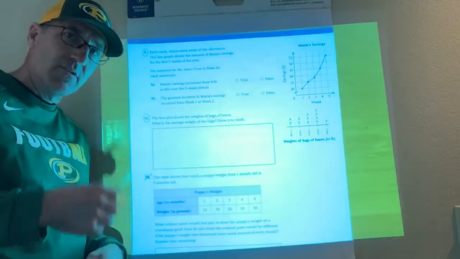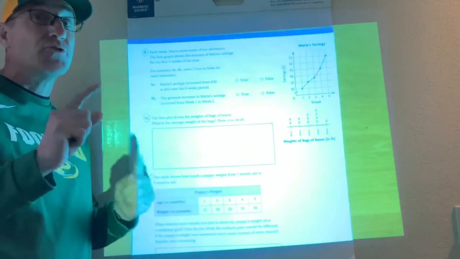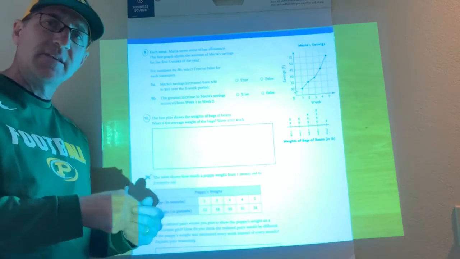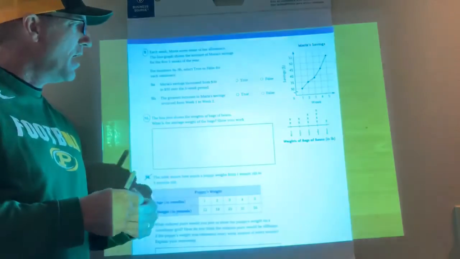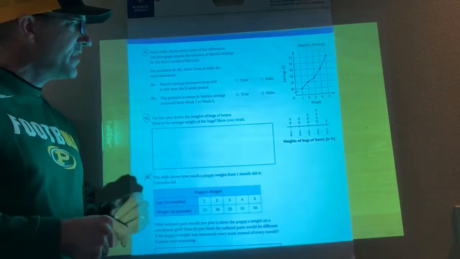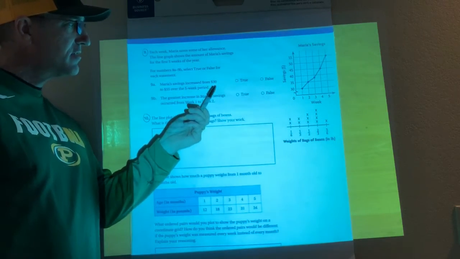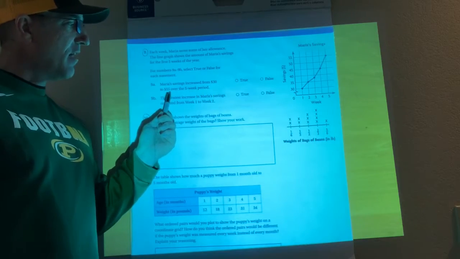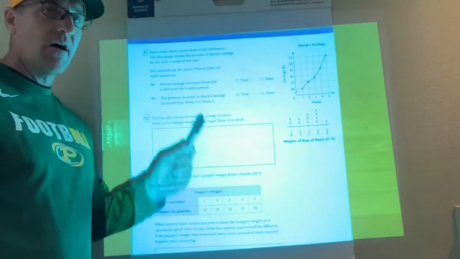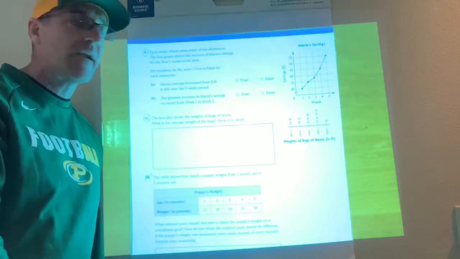So please don't do the old, I'm gonna go true, false. No, true, true. No, false, false. Actually look at it because you can do this. It says Maria's savings increased from $30 to $55 over the 5-week period. Well, all I have to do is look at the graph.